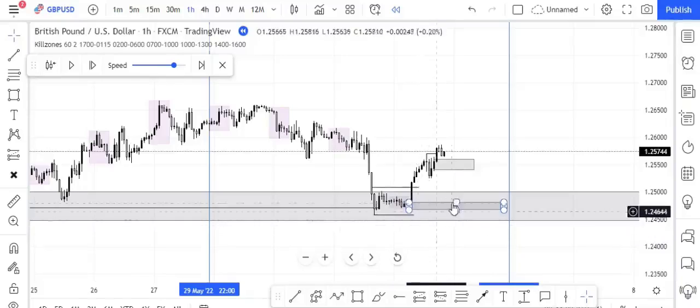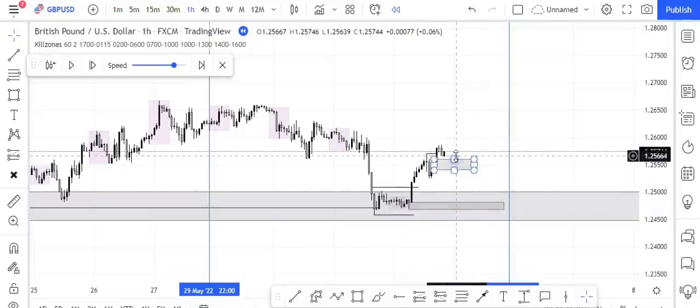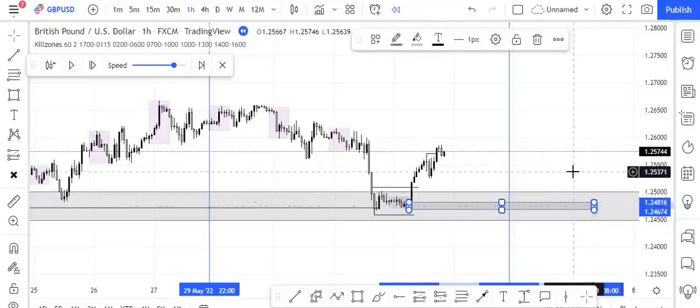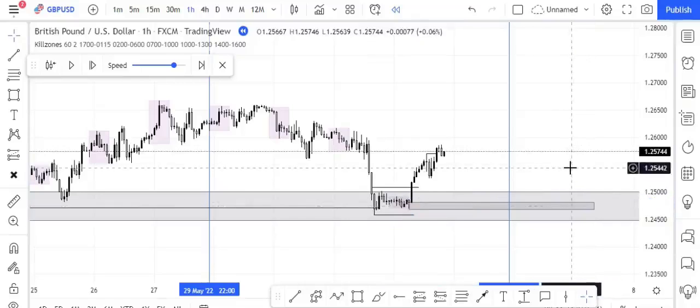High probability OB. So this first OB here is not significant to us, so we can take it out. We want to work on this OB here. This very OB is significant to us. Why? Because it has an imbalance beside it on the H1.